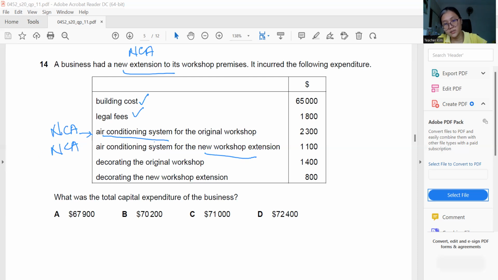Decoration to the original, this is not a non-current asset. This is to the existing. Decoration, this is not considered capital expenditure. Decoration to the new workshop, this is the new extension. This is yes. So basically we have to add this, okay, and then this one also, and this one, except this one, don't put. So let's calculate, see whether correct or not. Plus 800 plus 2300. So we get 71,000. So the answer is 71,000. So let's move on to the next.